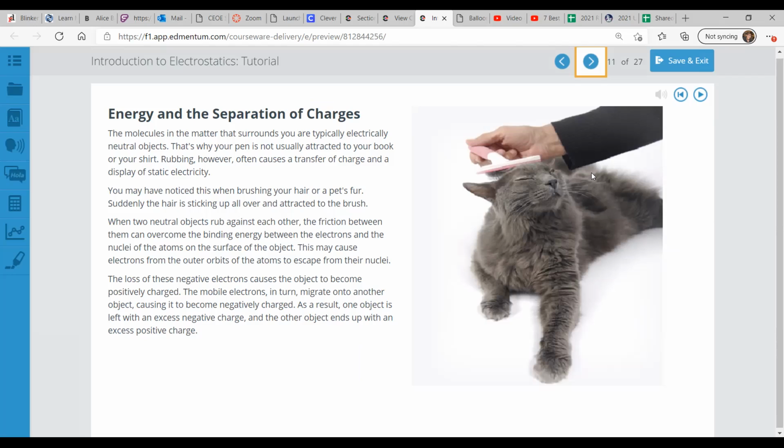This may cause electrons from the outer orbits of the atoms to escape from their nuclei. The loss of these negative electrons causes the object to become positively charged. The mobile electrons, in turn, migrate onto another object, causing it to become negatively charged. As a result, one object is left with an excess negative charge, and the other object ends up with an excess positive charge. Here's a cute little kitty.